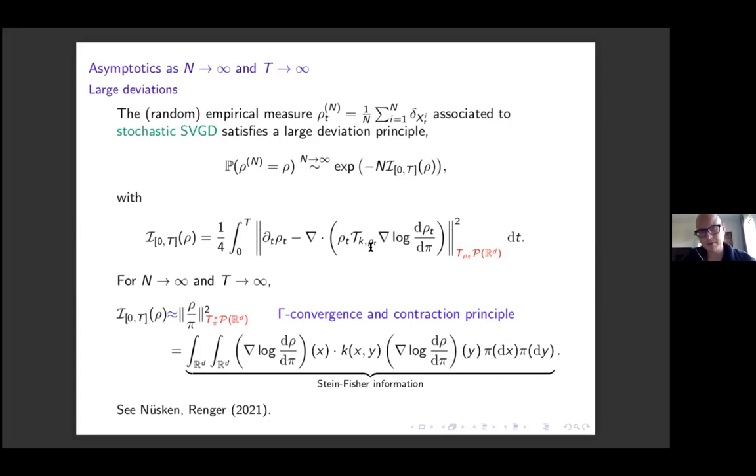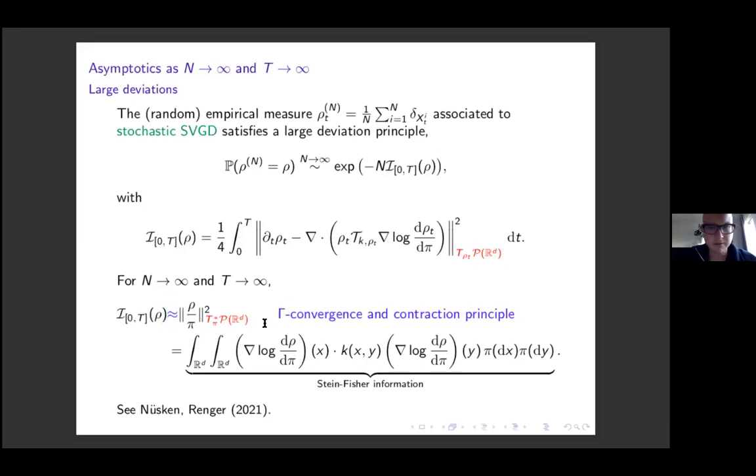But what is possible is to make an expansion, so identify the leading order terms for n large and t large. It would be interesting to go beyond this. So it would be interesting to get more quantitative results in less limiting regimes. But that's what we did. So this is a little bit formal.